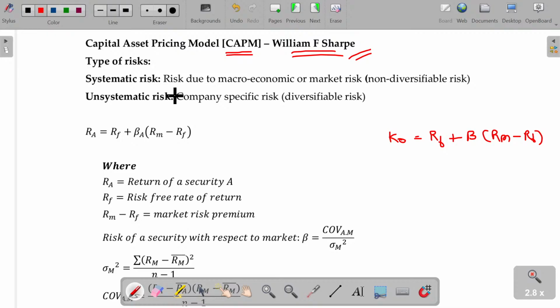See, the main drawback of the Markowitz model is we need to have the correlations, n number of correlations. If we have 3 items, you need correlations between 1 and 2, 2 and 3, and 1 and 3. If we have 4, 1 and 2, 2 and 3, 3 and 4, 1 and 3, 1 and 4, and 2 and 4, like that. So, really time consuming. But William F. Sharpe made it simple by introducing this formula.